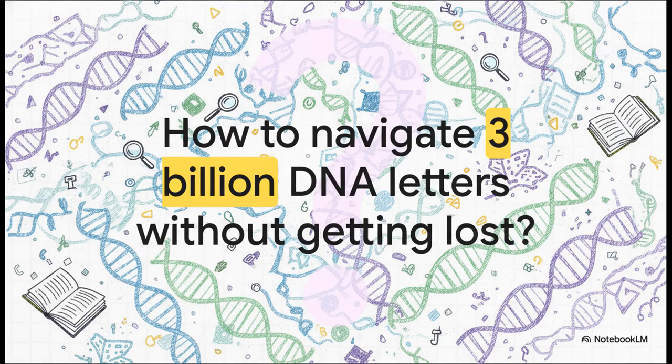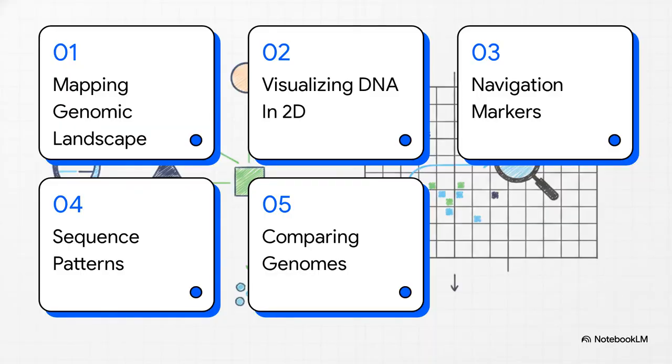All right, so here's our roadmap for today's explainer. First, mapping the genomic landscape. Second, visualizing DNA in 2D. Third, using effective navigation markers. Fourth, hunting for sequence patterns. And finally, comparing and aligning genomes.